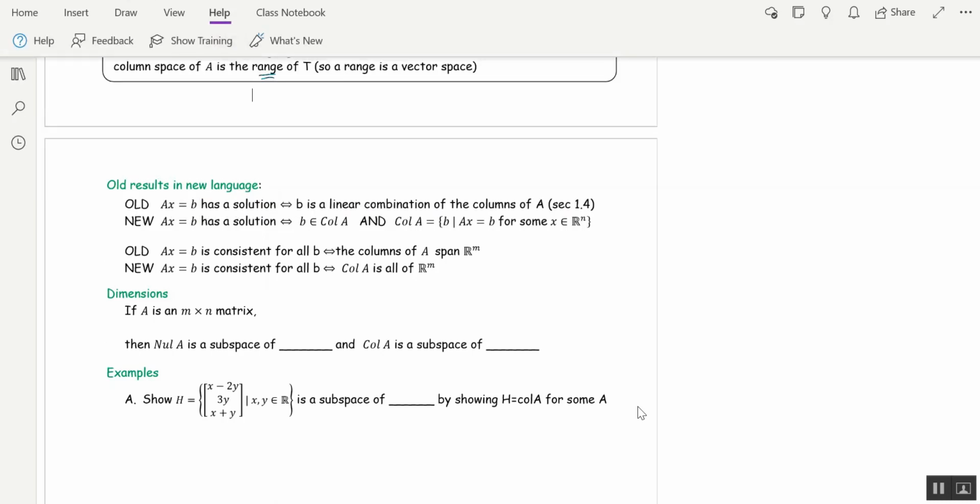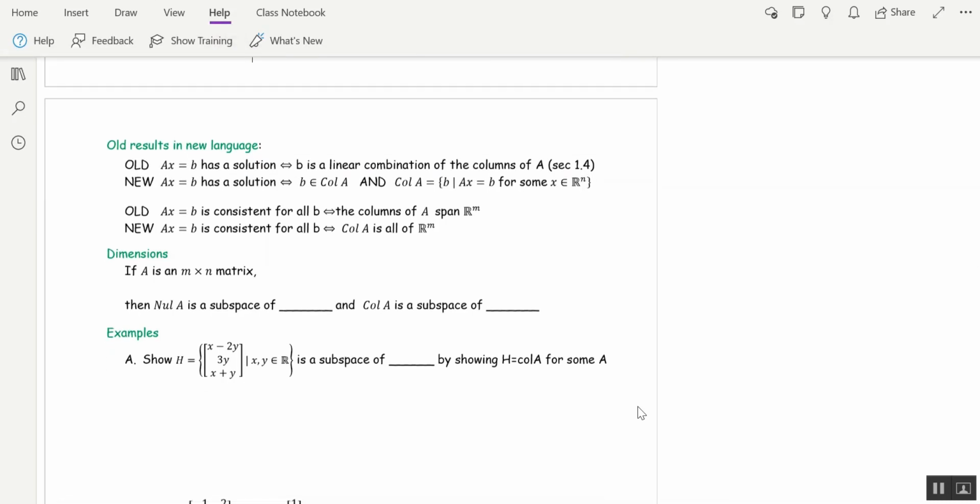Well, if B is a linear combination of the columns of A, that means B lives in col A, because col A is the set of all linear combinations of the columns of A. That's a mouthful. And the second result: AX equals B is consistent for all B if and only if the columns of A span Rm. Well, another shorter way to say that is col A is all of Rm, because again, the span of the columns is col A.